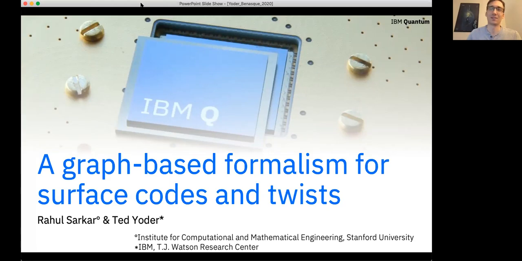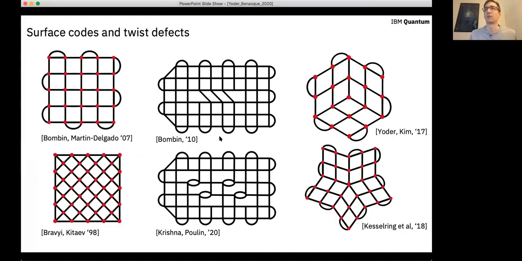Yeah, so as Steve said, this is joint work with Rahul, who is a PhD student in math at Stanford. And this is about a graph-based formalism for surface codes and twists. So what do I mean by this?